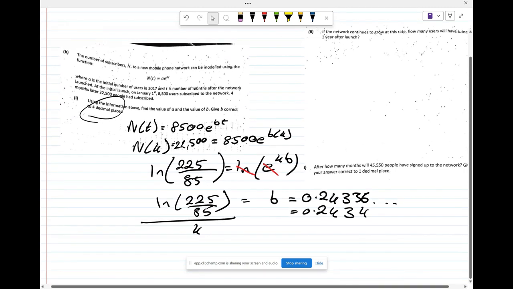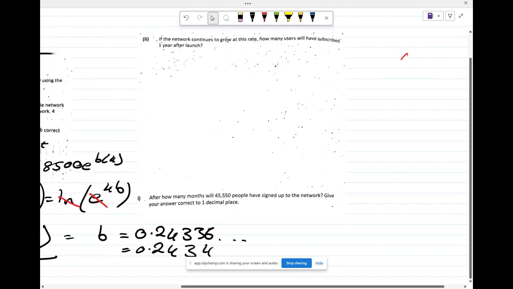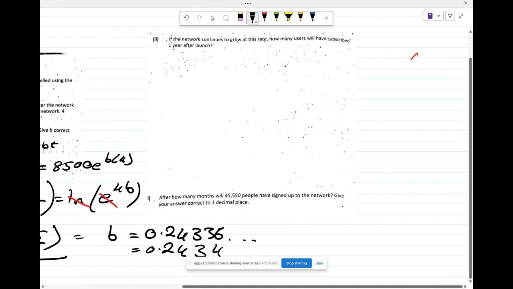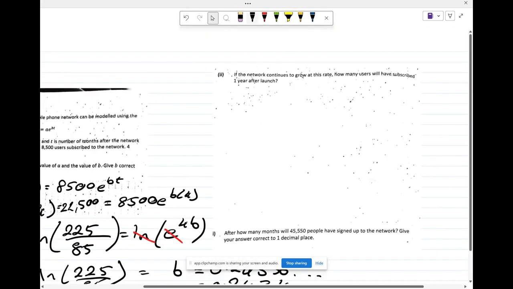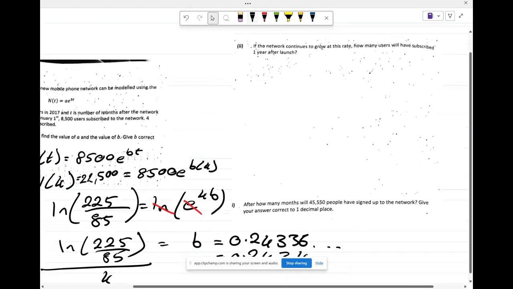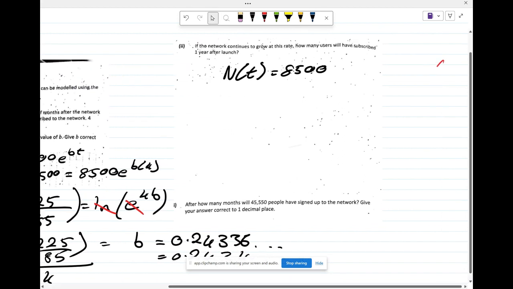So yeah, on to the next part of the question. Okay, so the next part of the question says, if the network continues to grow at this rate, how many users will have subscribed 1 year after launch? Well, it says the network continues to grow at this rate, so that means we're still going to use the same function. And now we have values for A and B. So we have 8,500.